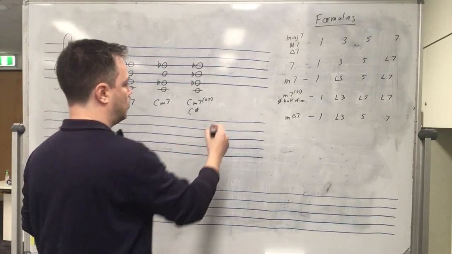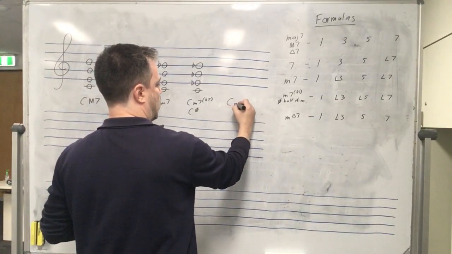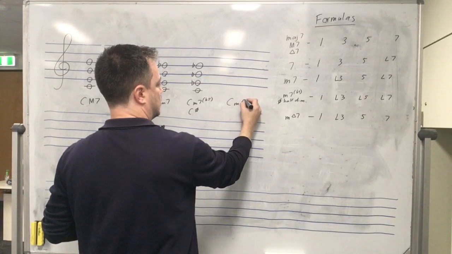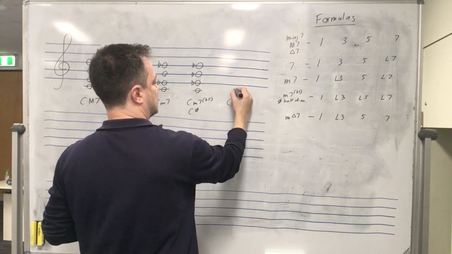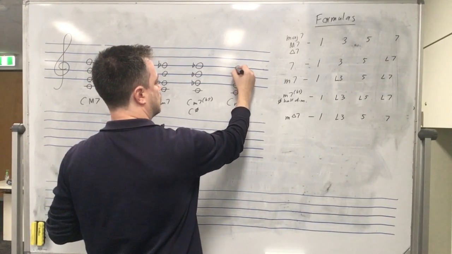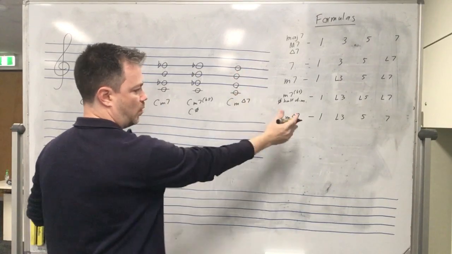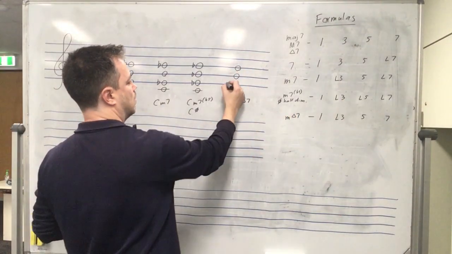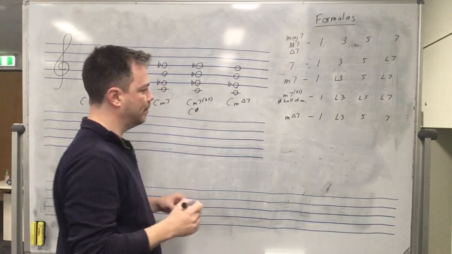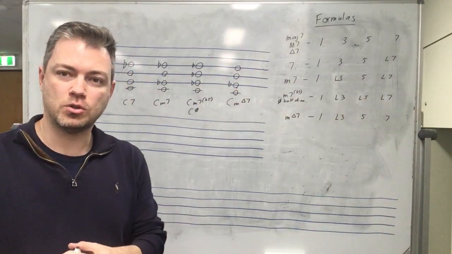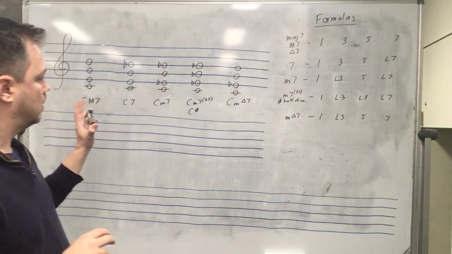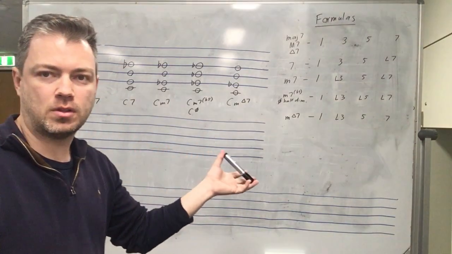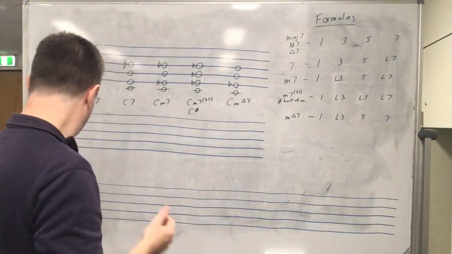We've got one more to go. C minor major 7. So once again, I just put in my notes straight from the major scale and then work out what I've got to do. And all we have to do here is lower the 3rd.